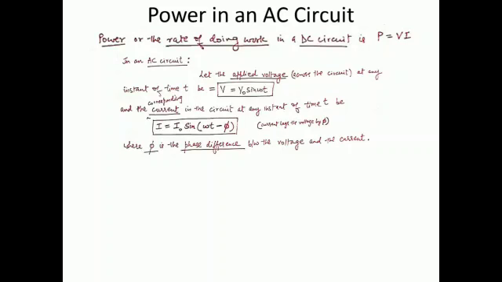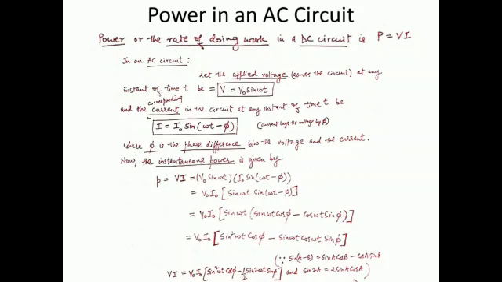So in an AC circuit, let the applied voltage across the circuit at any given instant of time t be simply V equal to V naught sine omega t, assuming that the voltage varies sinusoidally with time t, and the corresponding current in the circuit at any instant of time t be I equal to I naught sine omega t minus phi, assuming that the current lags the voltage by a phase angle phi, that is, phi is the phase difference between the voltage and the current.